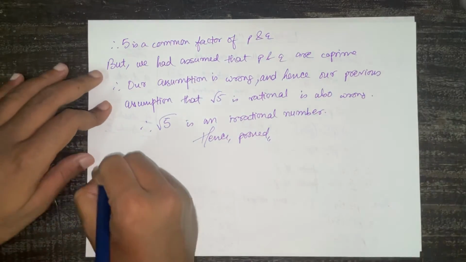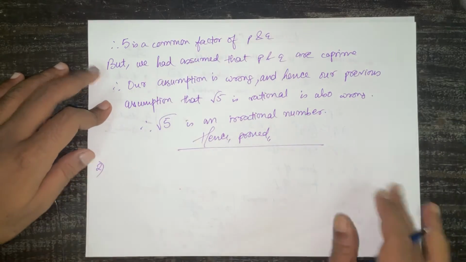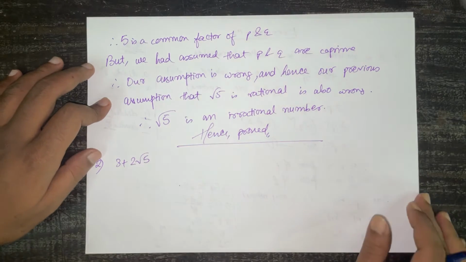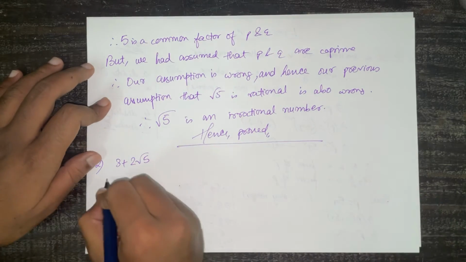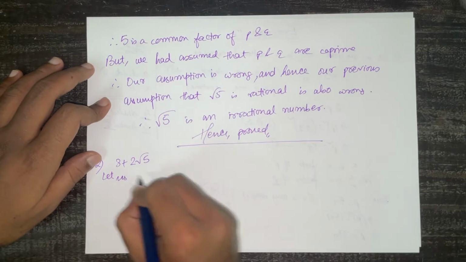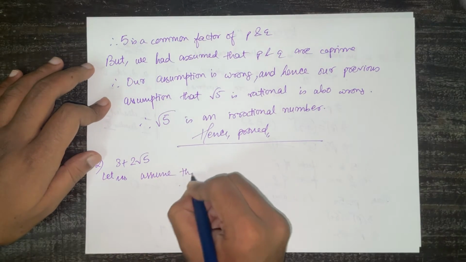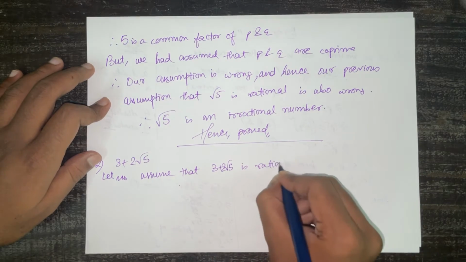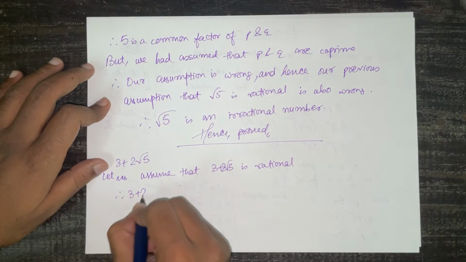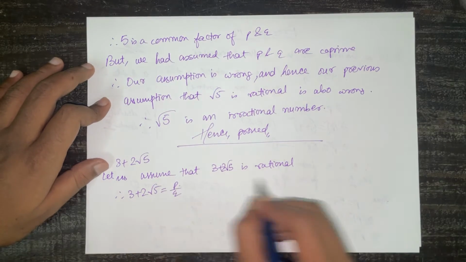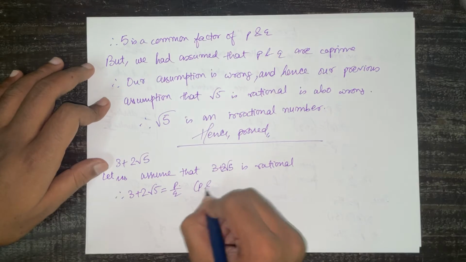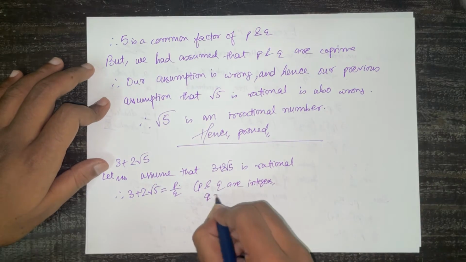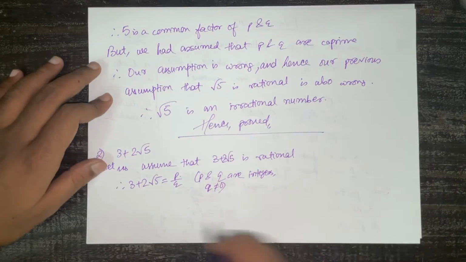Let's try question number 2, where it may seem complex, but it is actually easier. We have to prove that 3 plus 2 root 5 is irrational. So again we will assume that 3 plus 2 root 5 is rational. Therefore 3 plus 2 root 5 will be equal to p by q, where p and q are integers and q is not equal to 0, as usual.